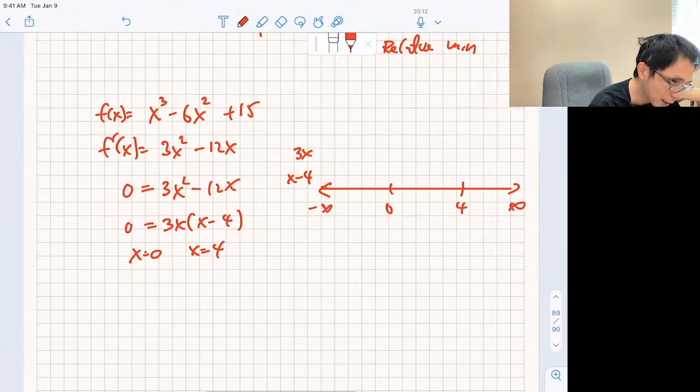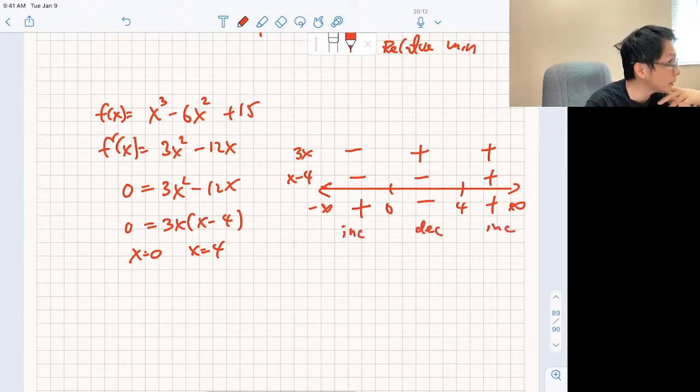So let's plug in that. Let's plug in a number from negative infinity. If I plug in a negative value into 3x, I'm going to get a negative value. Negative minus 4 is going to give you a negative. So therefore, the product of the signs is positive. If I plug in 1 into 3x, I'm going to get positive. 1 minus 4 is negative. So it's negative. Does that make sense? If I plug in 5, 5 times 3 is positive. 5 minus 4 is positive. It's positive. So therefore, I write on the bottom: increasing, decreasing, increasing. That's the way I did it.